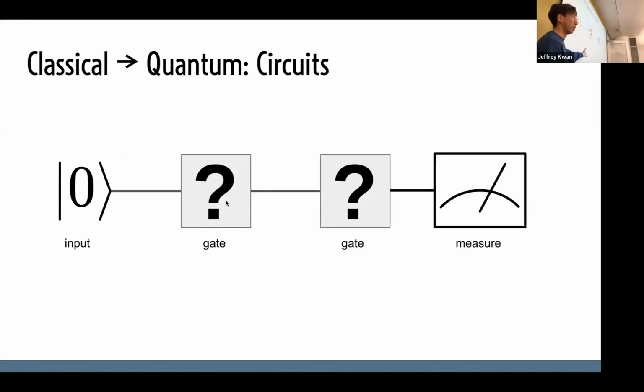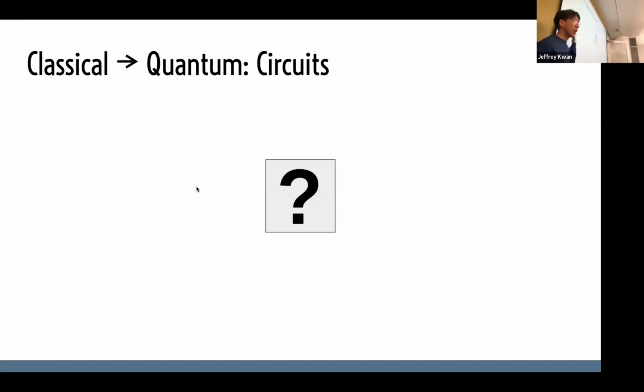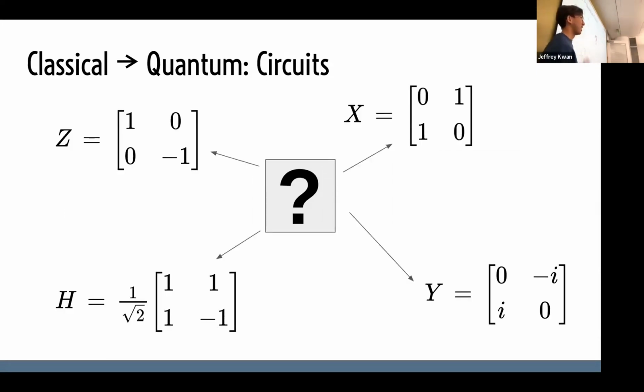This is what a quantum algorithm looks like as a drawing. You have some kind of input, you do something to it, and then you measure it. So let's talk about these parts step by step. We just talked about the inputs. As I said earlier, inputs were vectors. So what do you do to vectors usually? Multiply. With what? Correct. This is what a gate is. It's just a matrix.